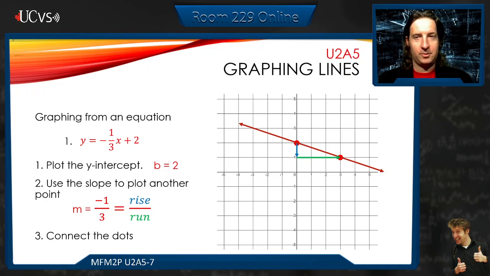When we graph lines, it's pretty straightforward. Put your dot on, find the second dot using the slope, connect the dots. It's a glorified game of connect the dots here.